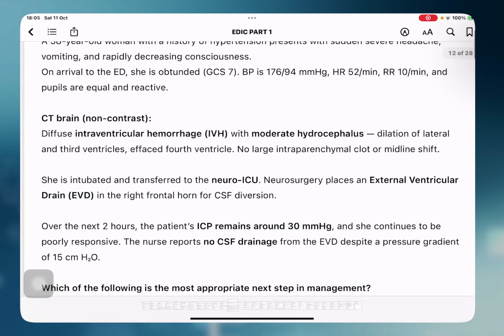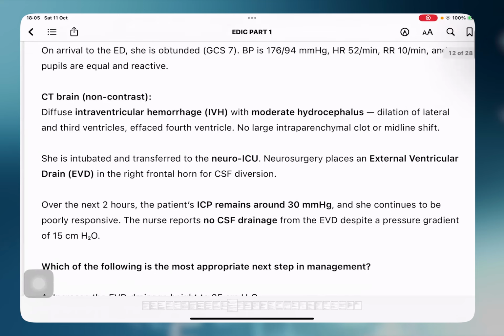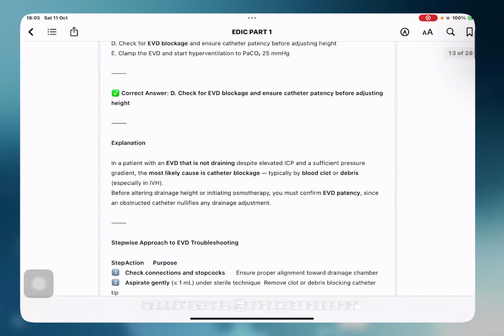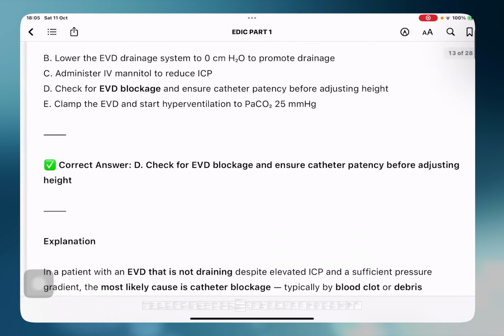So we have a patient who has a blocked EVD. Options: increase the EVD drainage height to 25 centimeters, lower the EVD drainage system to 0, administer IV mannitol to reduce ICP, check for any blockage and ensure catheter patency before adjusting height, or clamp the EVD and start hyperventilating. So the correct answer is to check for EVD blockage, because it is not draining and the ICP is elevated.